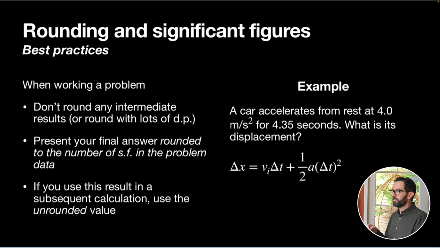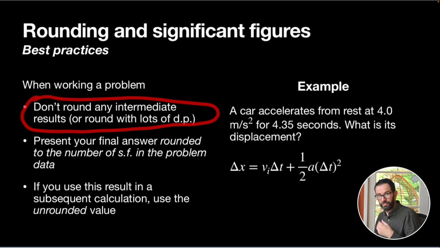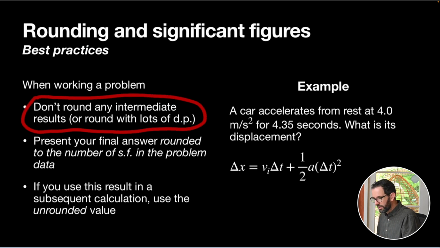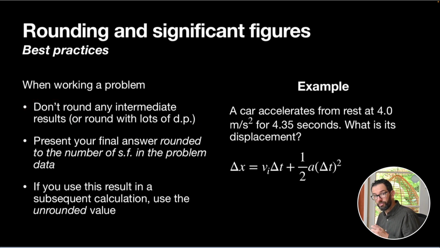You might be tempted to do a calculation and then round it and then do the next one with that rounded value. Don't do that, because you can introduce extra errors by accumulating a whole bunch of roundings one after the other. So don't round intermediate results. Pro tip: you can learn how to store intermediate results in your calculator and then calculate with those.